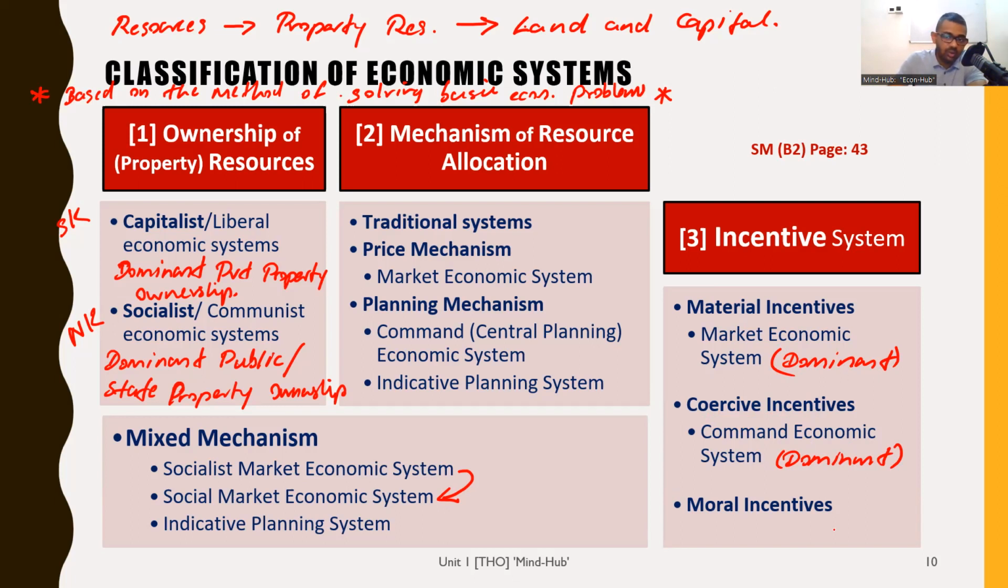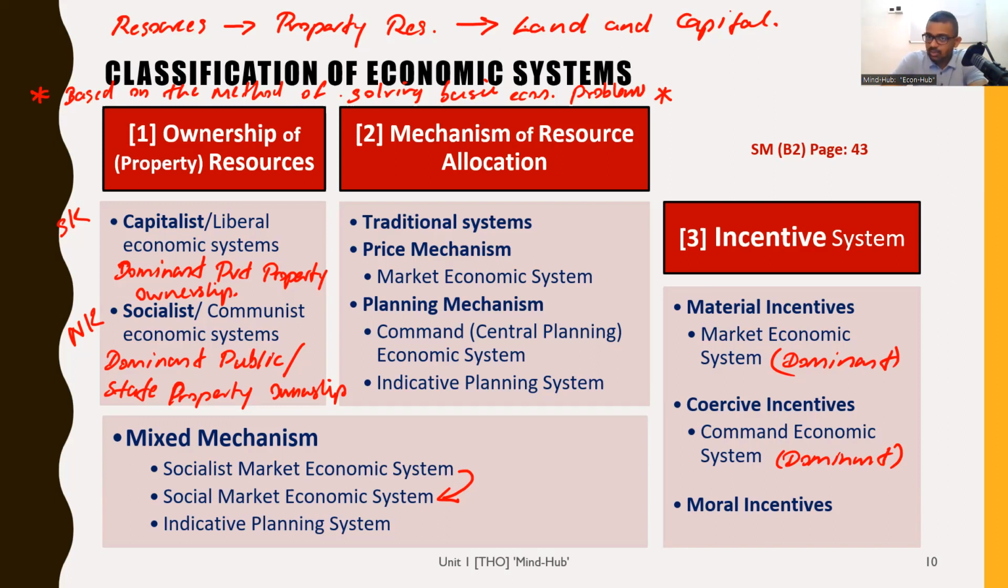Moral incentives, we can't say only market economic systems or only command economic systems have moral incentives. And you can't say in one it's more than the other, because moral incentives are there in all economic systems. You don't classify based on that. But material and coercive, depending on which is dominant, we can identify market and command economic systems. So the market system is based on the price mechanism. Remember, where we talk about demand and supply deciding prices, and price helping us by performing certain functions, we will learn to solve basic economic problems.